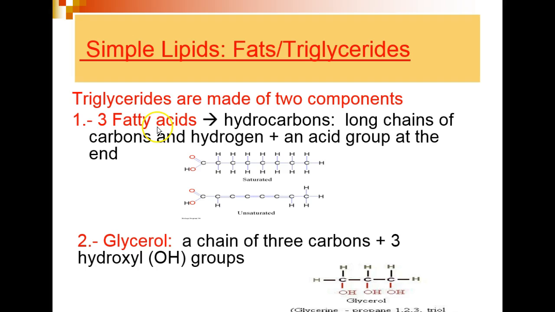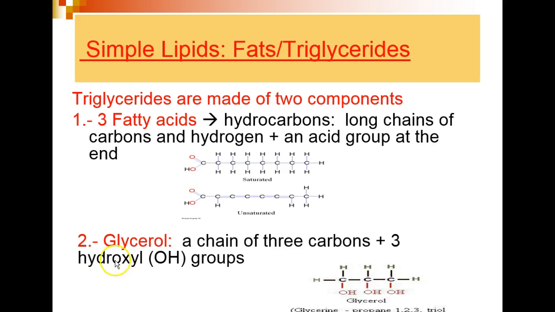Triglycerides are made of two components: fatty acids and glycerol. Three fatty acid molecules attach to each of the three carbons in a glycerol molecule. Fatty acids are hydrocarbon molecules which consist of long chains of carbons and hydrogens bonded to an acid group at the end.